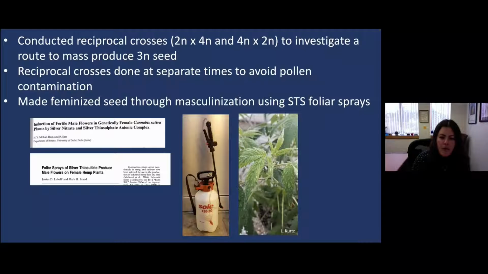Silver thiosulfate is in the literature back from the late 1970s and early 1980s. It has been shown to masculinize female plants so that they produce pollen. We amended the method using foliar sprays and published a protocol for that.